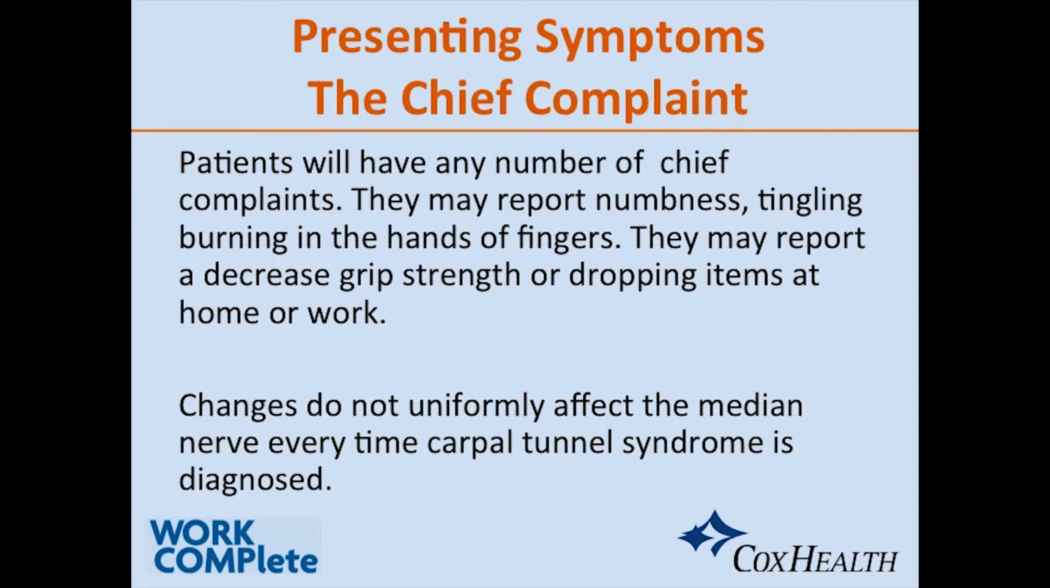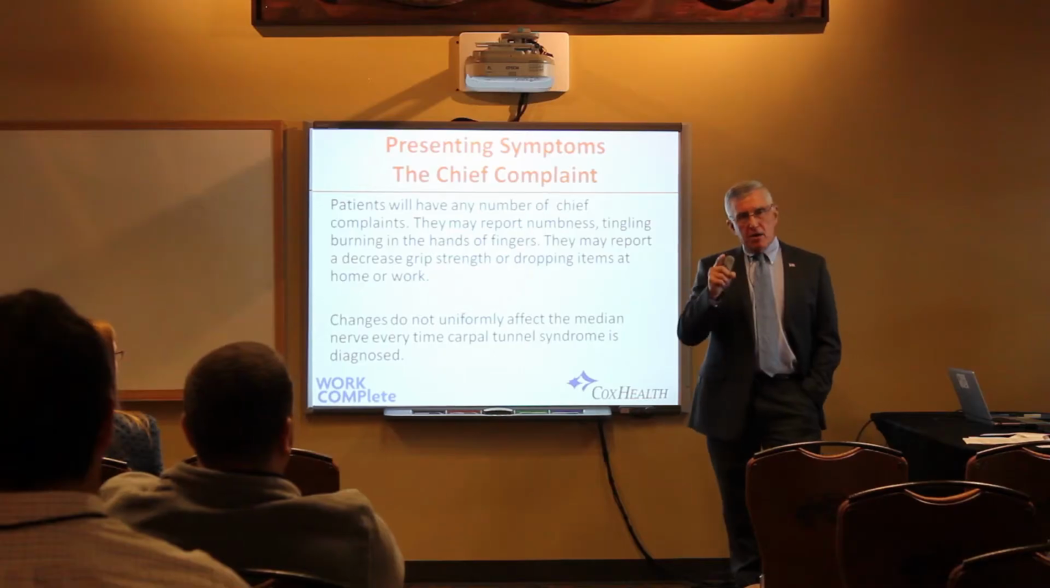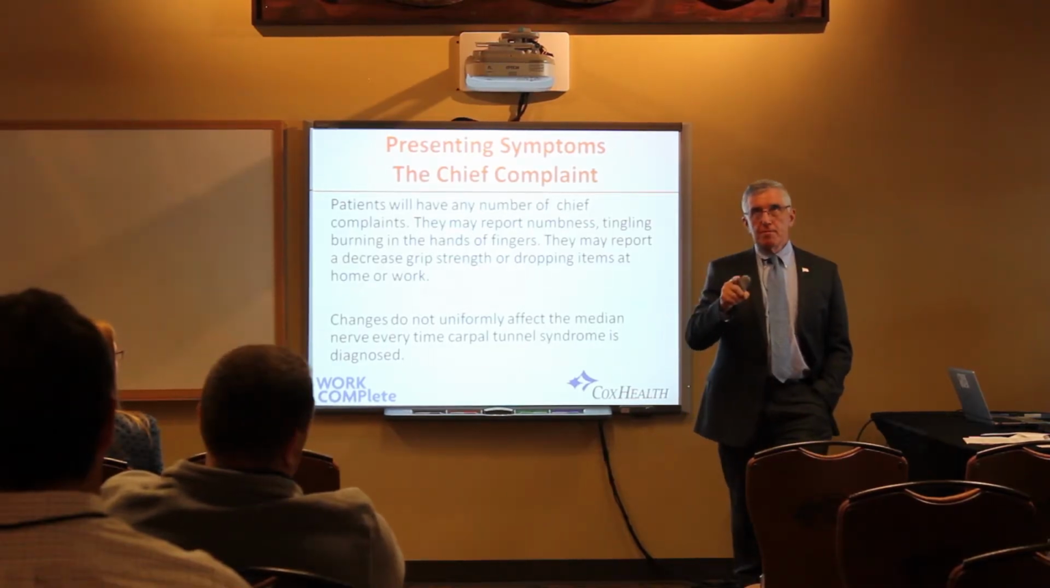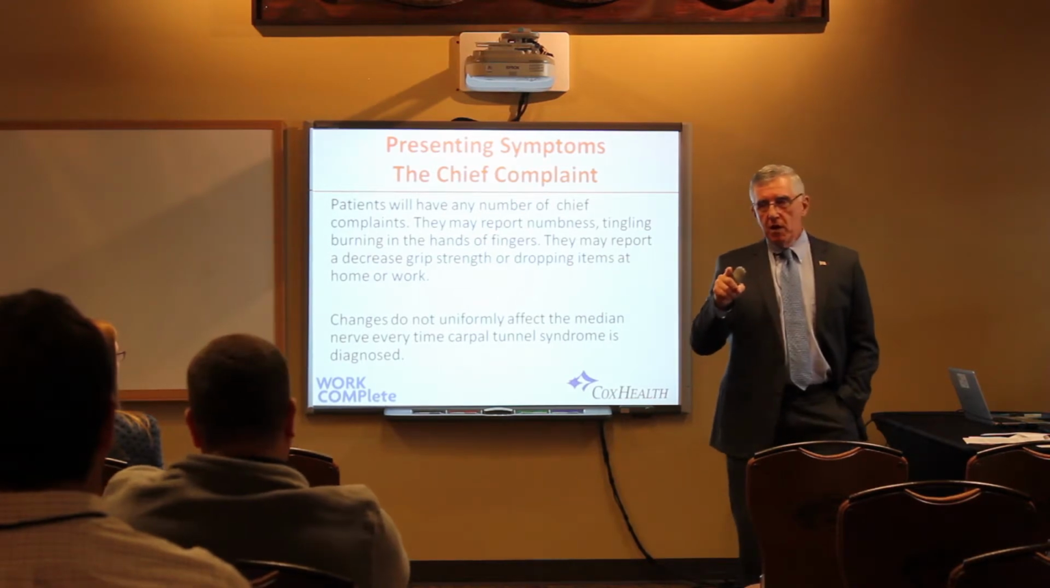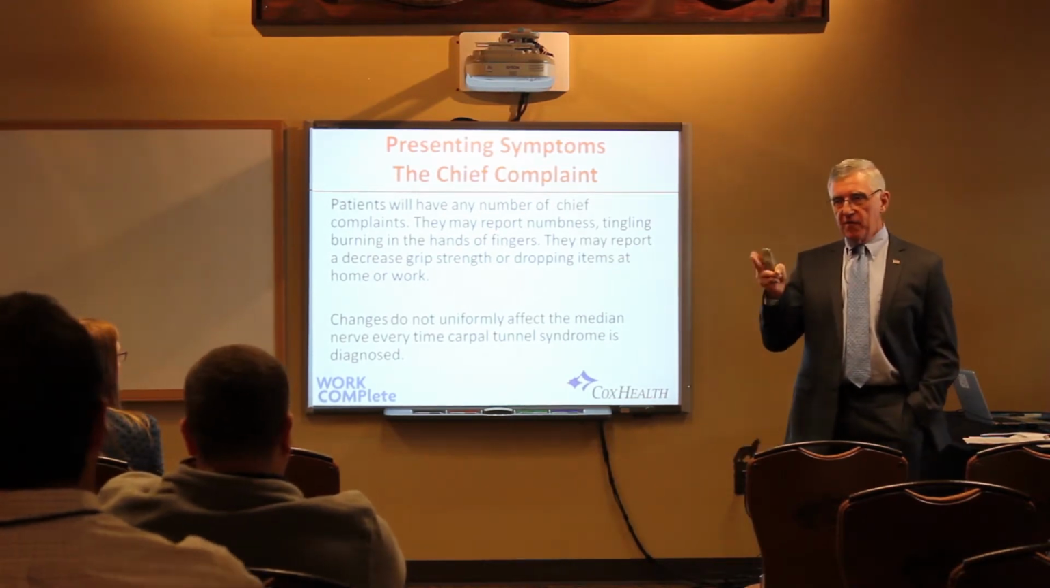Now, a patient who has carpal tunnel syndrome will usually have a number of complaints. They have tingling or numbness and decreasing grip strength, for the reasons you know from what we talked about earlier on the anatomy, the sensory and motor components of the median nerve. They will report decreasing grip strength, sometimes dropping items at home and at work. Now, these changes are not always uniform. And the reason for that, again, goes back to the anatomy. The superficial fibers of the median nerve are usually going to the index and the long finger.